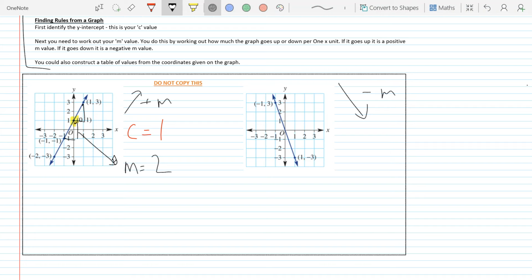From there, now we've got m and we've got c. We should be able to write in our equation y is equal to 2x plus 1. And underline your answer to show it's your final.